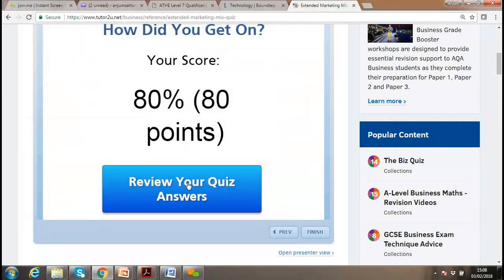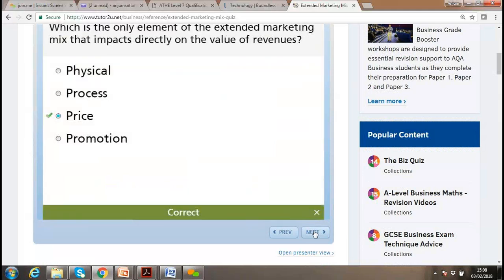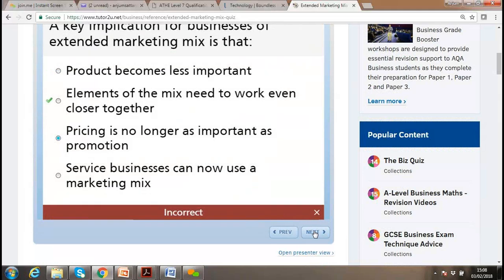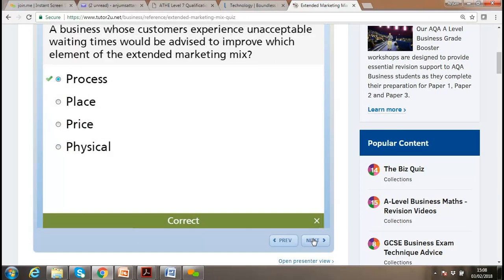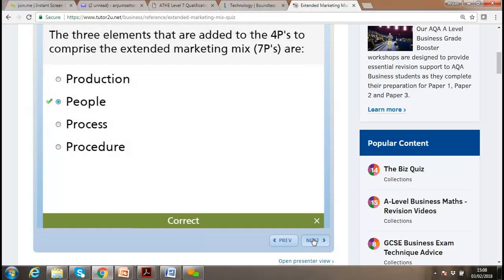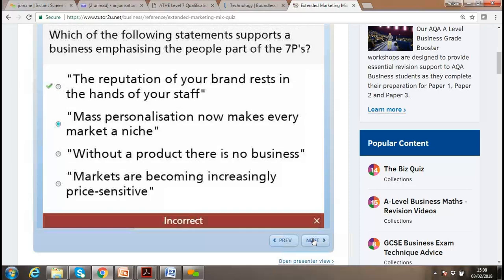Good, Umar, 80%, great. So that's where we went wrong. Elements of the marketing mix need to work even closer together. That's the key implication of the business extended mix: all elements work closer. So yes, well done, that was correct. Yes, the reputation, because we're looking at the people part of the 7Ps: your staff, the reputation of your brand rests in the hands of your staff. Okay, well done.